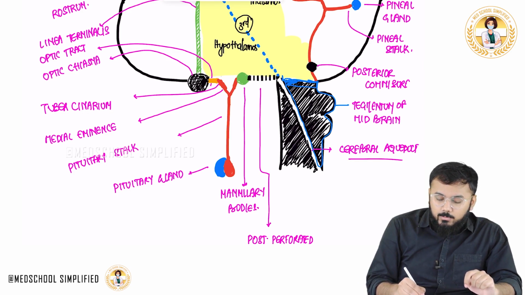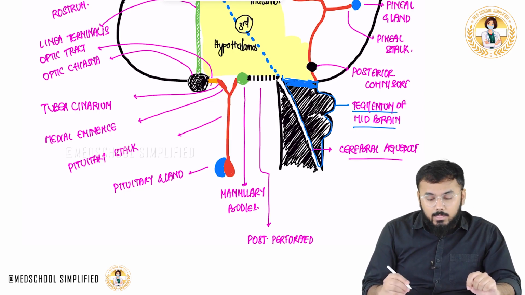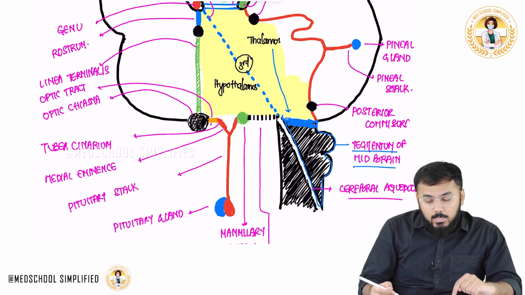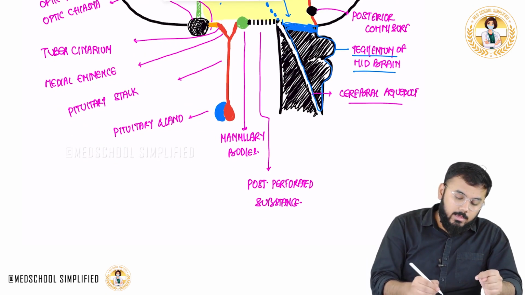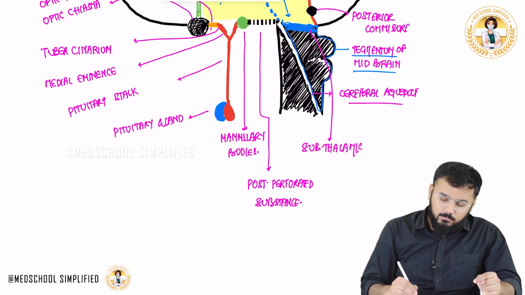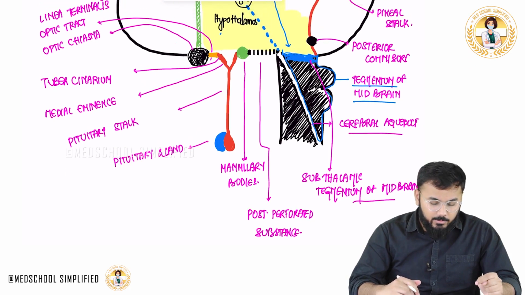Next, what is this part then specifically called? See, where is this part located? This part which I am highlighting now is located in the tegmentum of the midbrain only, but it is directly located below the thalamus. So can I call this part the subthalamic tegmentum of the midbrain? Yes, so this part over here is called the subthalamic tegmentum of the midbrain.